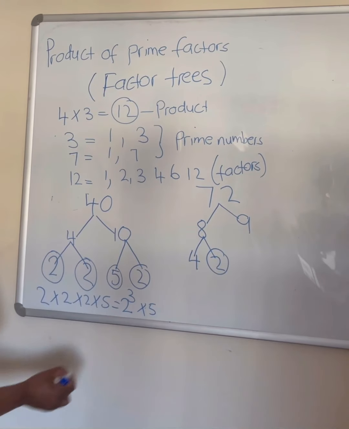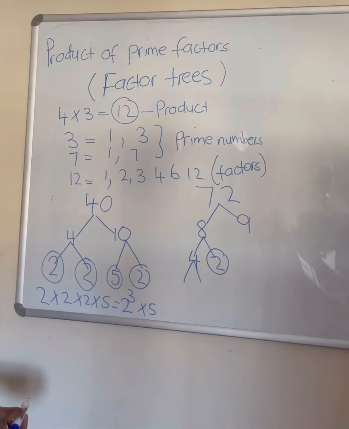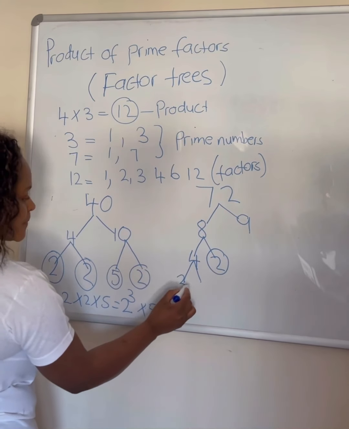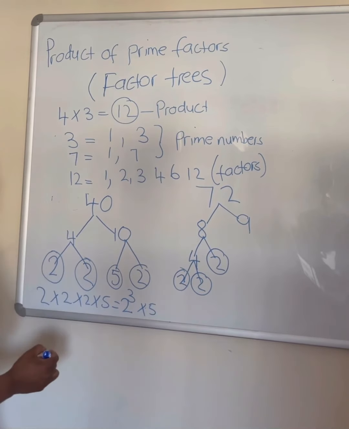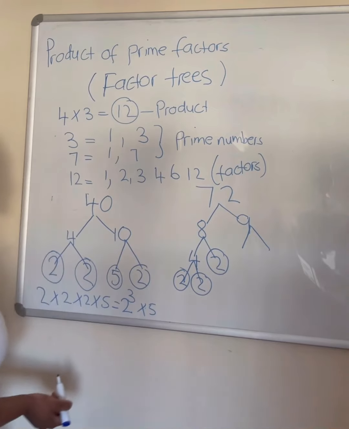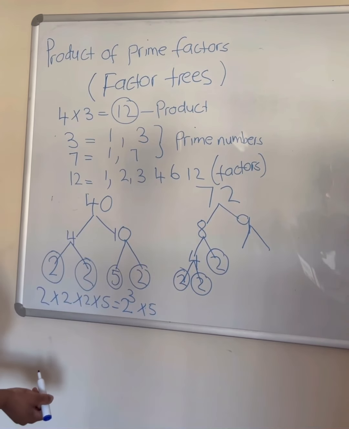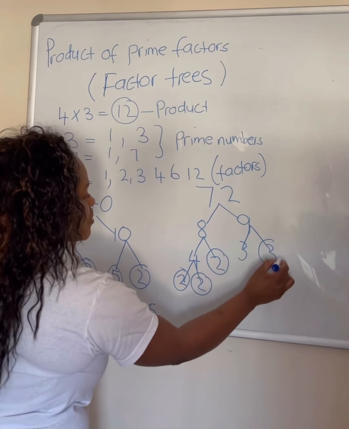We know 2 is a prime number, but 4 is not. So we have to go down again. 2 numbers, when you times, you get 4, which is 2 and 2. So 2 is a prime number and 2 is a prime number. Now let's go with 9. I need to make my 2 branches. 2 numbers, when you times, you get 9, which is 3 and 3. And they are all prime numbers.